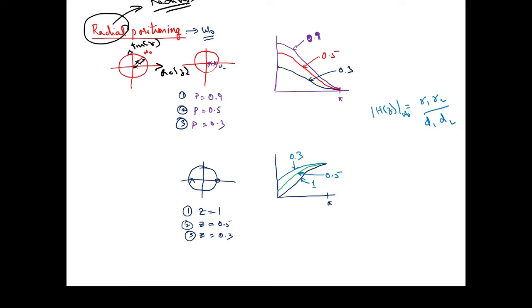Okay. So that is called the radial positioning. Now understanding the radial positioning is very important. Okay. So for that, let us take this specific example, the single pole example. In the first case, we have pole equal to 0.9, pole equal to 0.5, and pole equal to 0.3. Now if you remember what happens over here, it would be equal to 1 by d1. So this would be the highest.